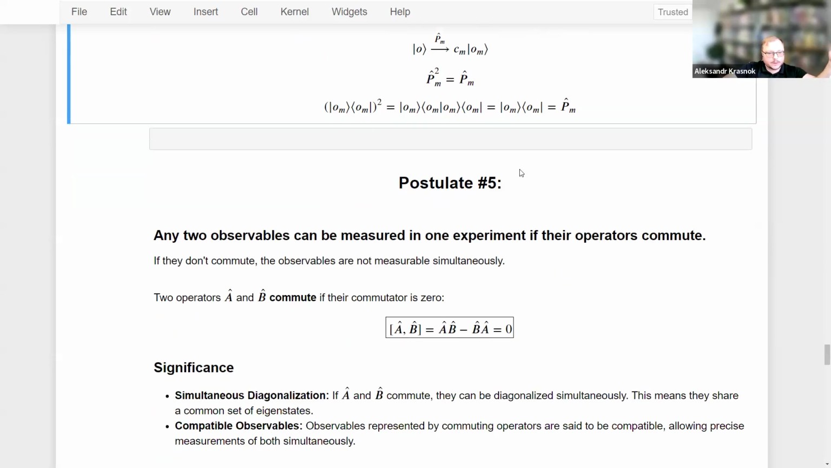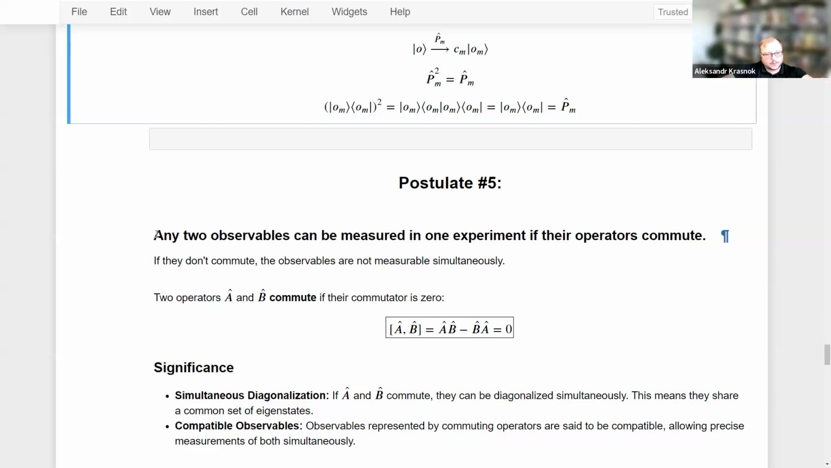Awesome. Then we are converging. We have only 2 points to discuss. Point number 1 is postulate 5. As we just discussed, the observables are presented by Hermitian operators, and we can detect their eigenvalues in an experiment.